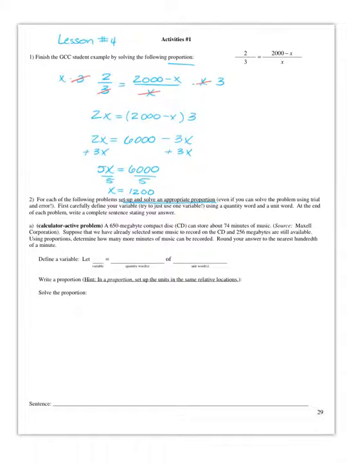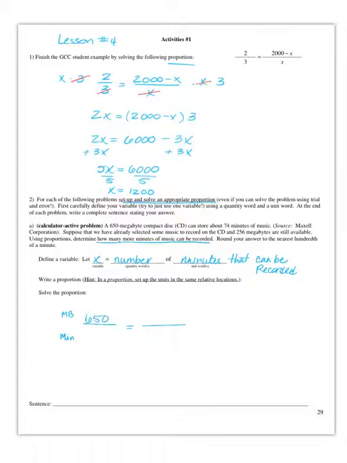Our variable, we're going to pick a letter like x. To define, we're going to use the fact that it asks us for how many more minutes can be recorded. So our variable will be x is equal to the number of minutes that can be recorded. This will answer the question. Next, we'll set up an empty proportion and start filling things in. So the two things that we have a ratio of are megabytes to minutes. So we're going to be consistent when we fill those in.